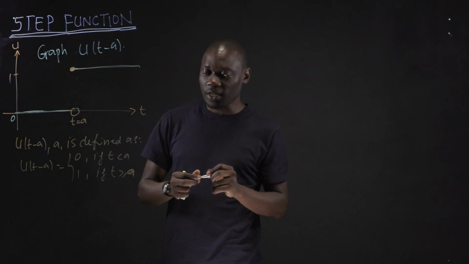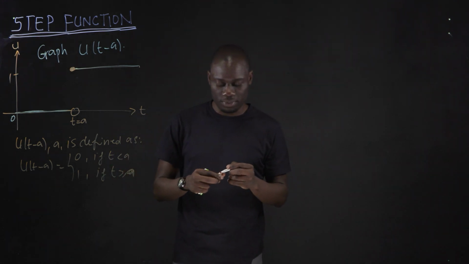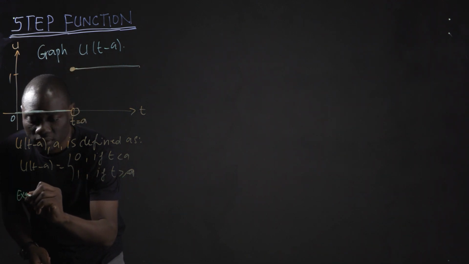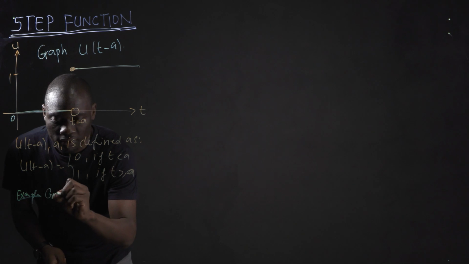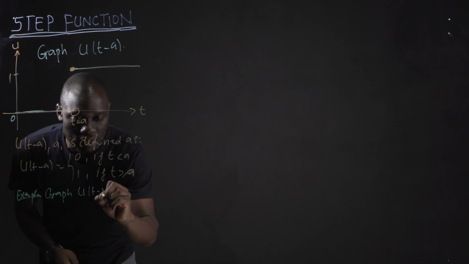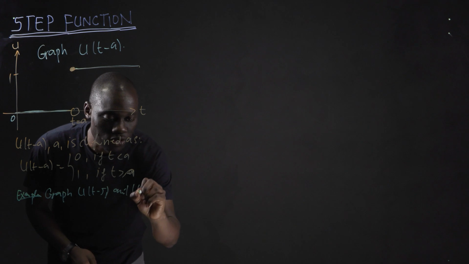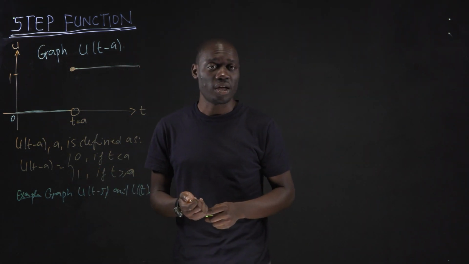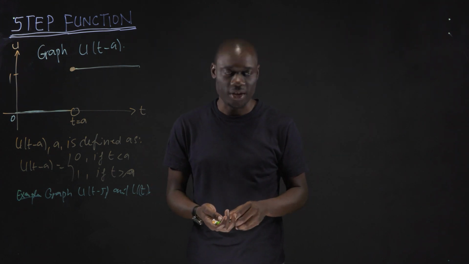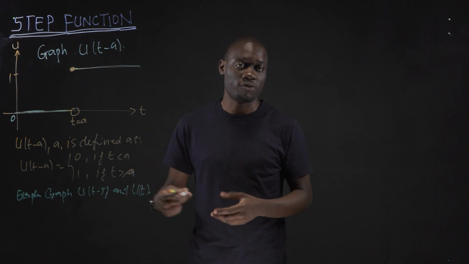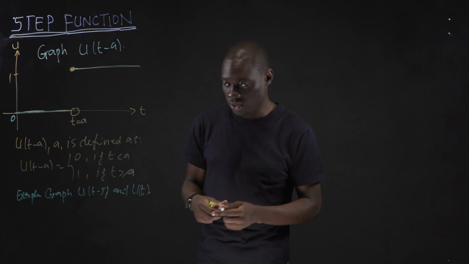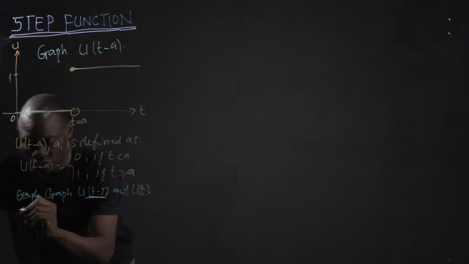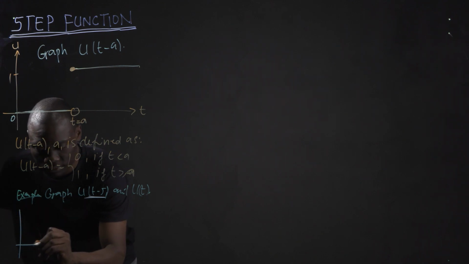Okay, now let's have a look at some practical examples. Graph u(t minus 5) and u(t). Okay, this should be a very easy exercise for you to solve. Just using the definition of a unit step function, you can easily graph those. Let's graph the first function, the first unit step function, right?